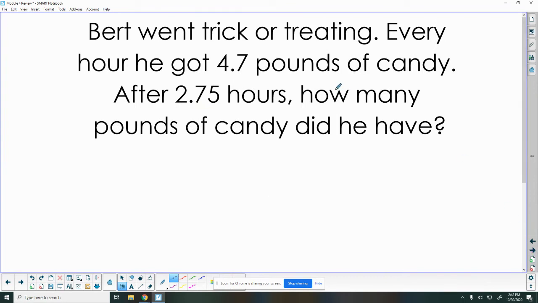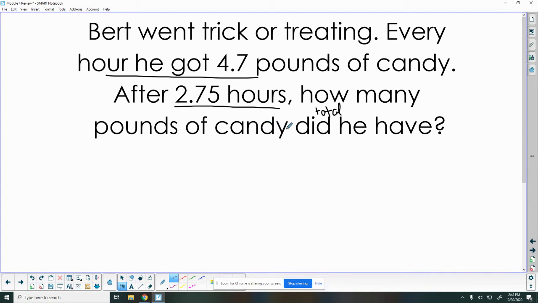Hey, Bert went trick-or-treating. Every hour he got 4.7 pounds of candy. So he was doing this over and over again. The first hour, 4.7. Second hour, 4.7. So on and so on. After 2.75 hours, how many pounds of candy did he have? So we are looking for a total, and he does something over and over again. So we want to multiply.